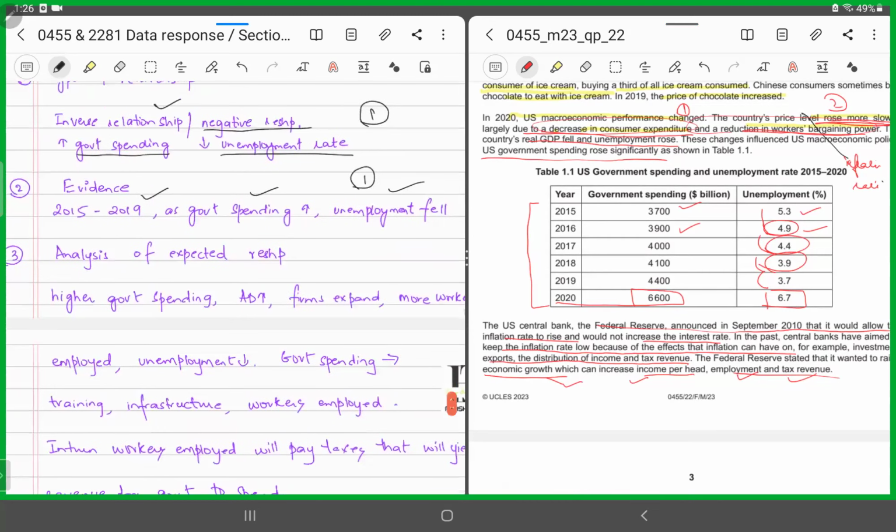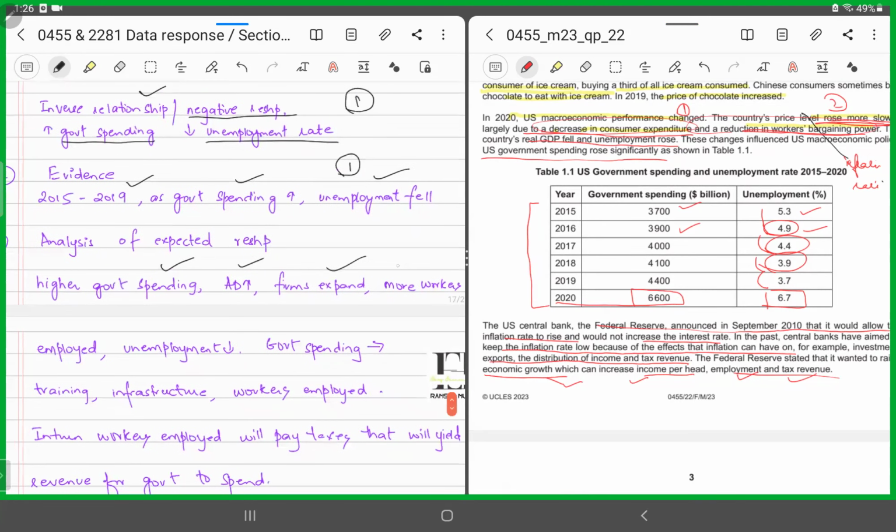You'll say as the government spending rose, the aggregate demand increased, firms expanded their output, so more and more workers were employed. And when more and more workers were employed, this means that the rate of unemployment fell. And the government spending meant that the government was spending, let's say, more on infrastructure or providing training to the employees. And this enabled the workers to get employed. So now when the workers were employed, the unemployment percentage fell. So this is how you're going to give the explanation.